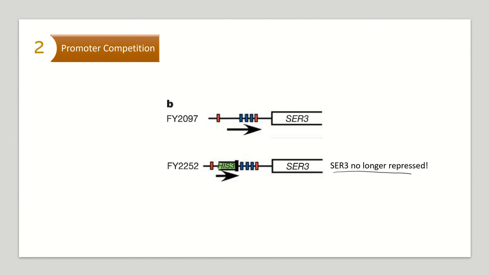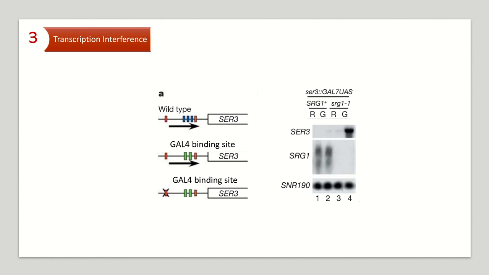This allows us to rule out the promoter competition model, because if SRG1 did indeed act through this mechanism, we would expect that transcription factors would still be more attracted to this promoter, and expression of SIR3 would not occur. Finally, to test the transcription interference model, the authors wanted to see if transcription of SRG1 would block the binding of transcription factors necessary for SIR3 activation.